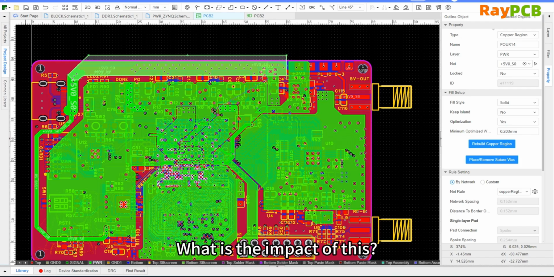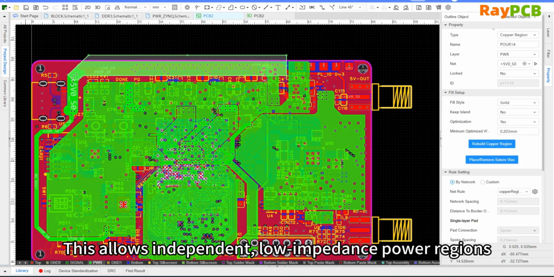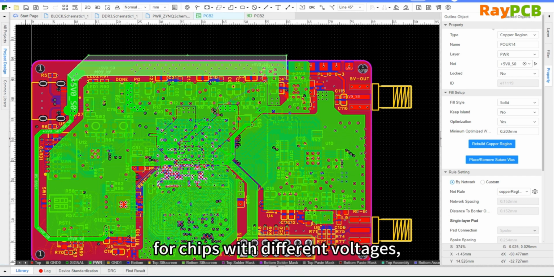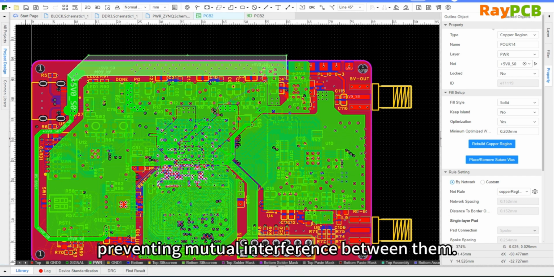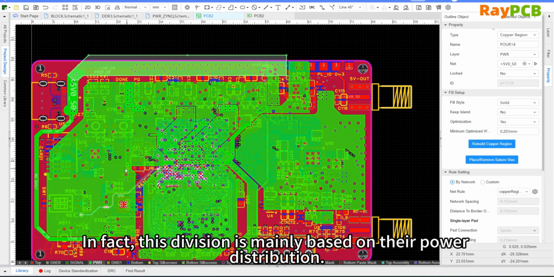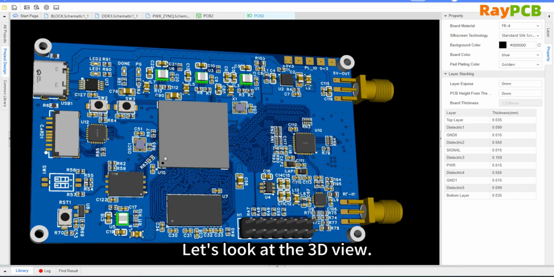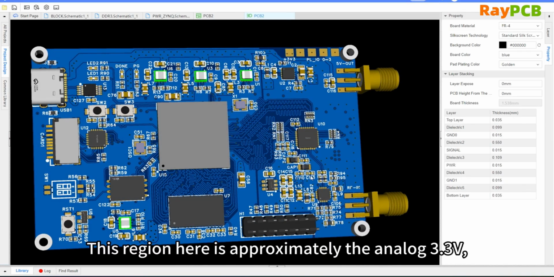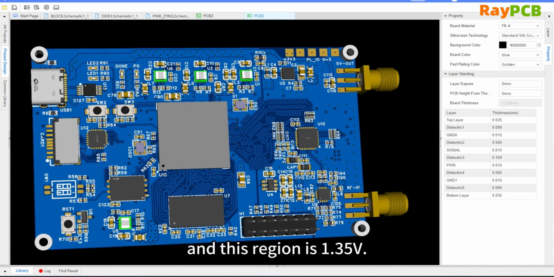What effect does this have? This way it can provide independent low impedance power regions for chips with different voltages, preventing interference between them. In fact, this division is mainly based on their power distribution, which we can see on the test diagram. It's roughly this area. This is for the analog 4.3 volts, and this area is just a small part. Remember, this area is the digital triangle.